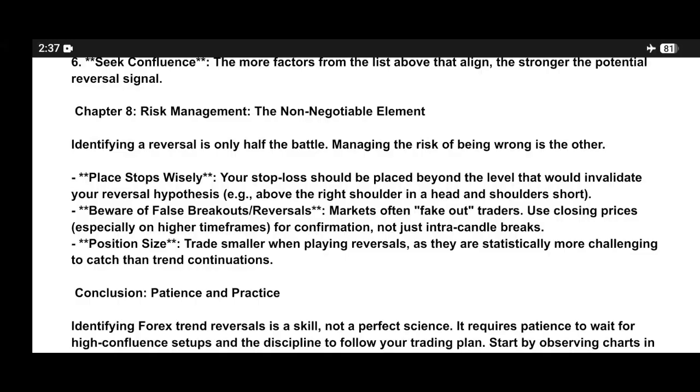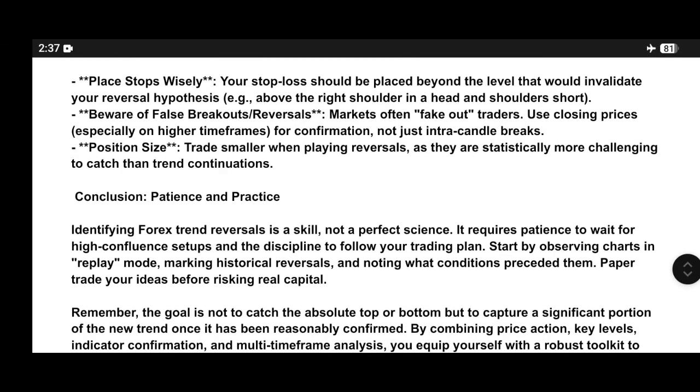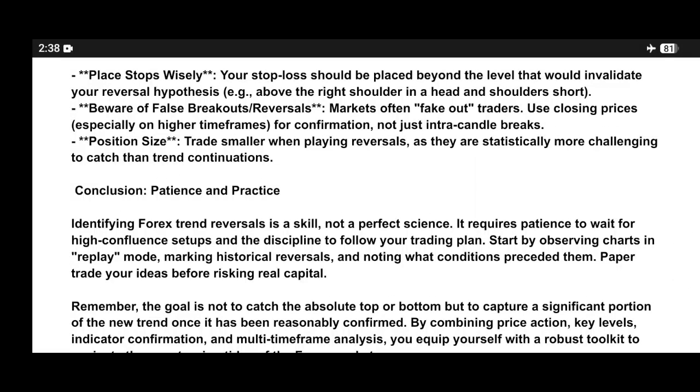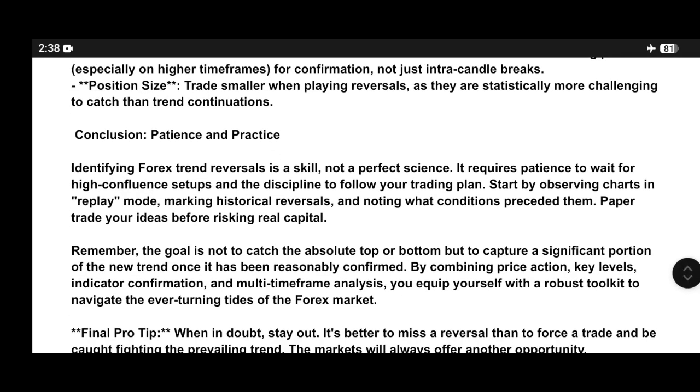In conclusion, patience and practice. Identifying forex trend reversal is a skill, not a perfect science. It requires patience to wait for high confluence setups and the discipline to follow your trading plan. Start by observing charts in replay mode, marking historical reversals, and noting what conditions precede them. Validate your ideas before risking your hard-earned capital.